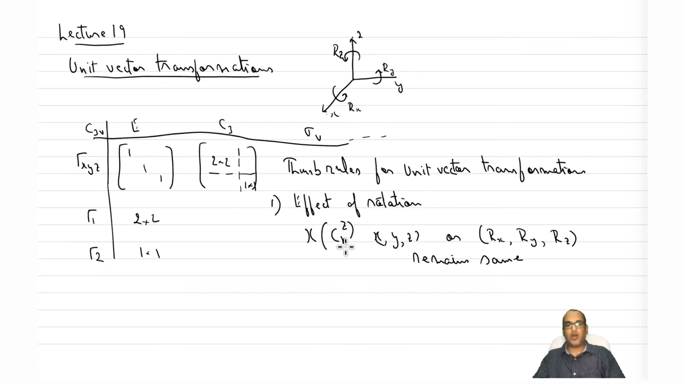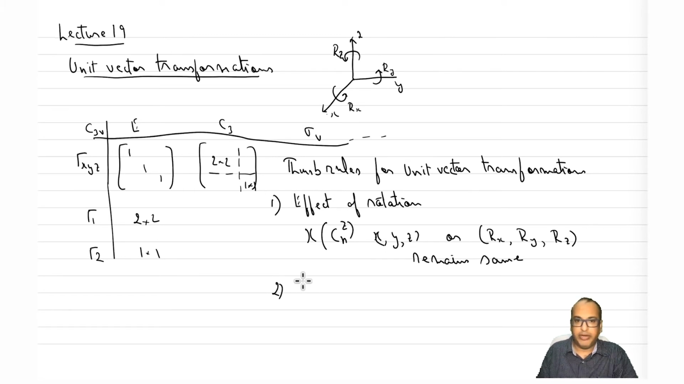So that means if you are operating C2(z) on x and you are operating on Rx, the result will remain the same. If x goes to positive x or negative x, Rx will also go to positive Rx or negative Rx, right? So for example, if we are doing C2(z) on x, it will go to minus x. So the character will be -1. Similarly, if we are doing C2(z) on Rx, it will go to minus Rx. So the character again will be -1. So for the effect of rotation, the character of C2(z) remains the same whether you are doing it on xyz or Rx, Ry, Rz. So that is easy.